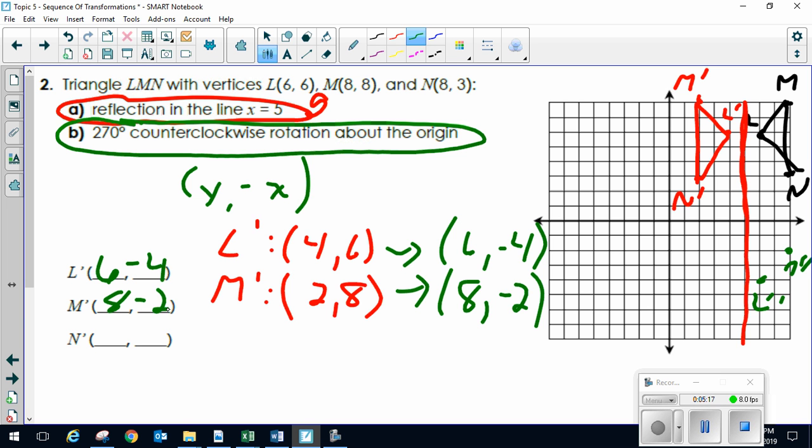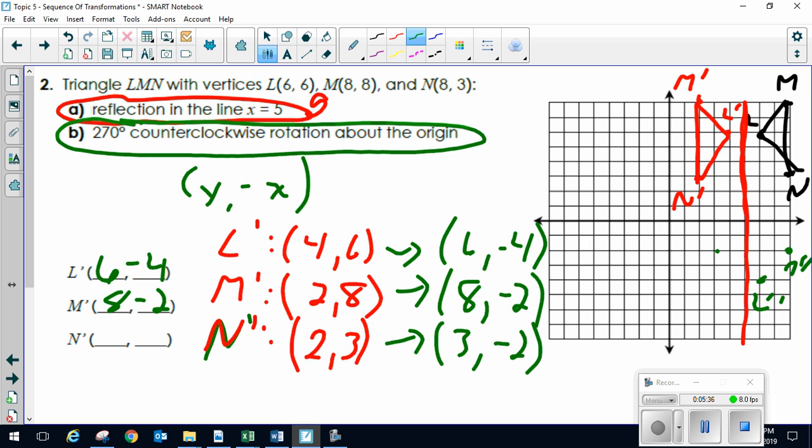And then for N prime, it is currently at, let's see, 2, 3. So again, follow your rules. We're going to switch them to be at 3, and then switch the sign of the back one to be 3, negative 2. So if you would have actually rotated it on paper, that's where your points should have been.